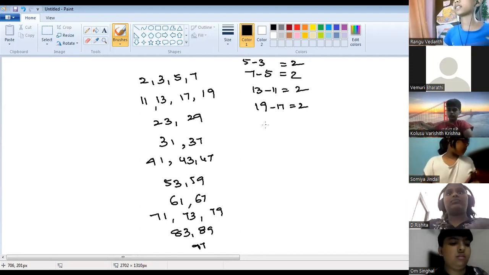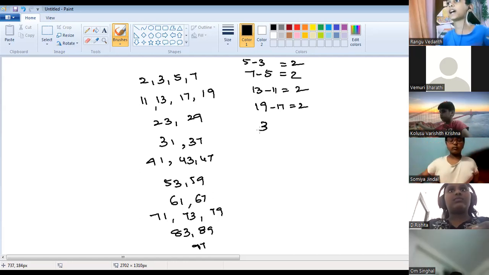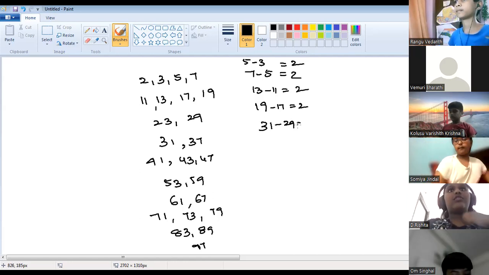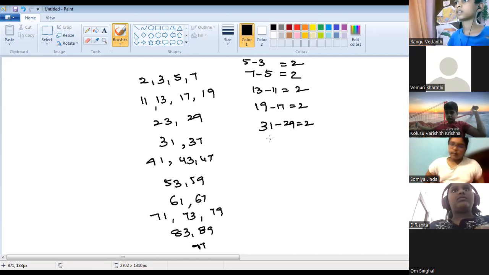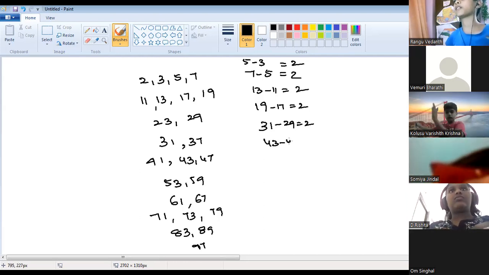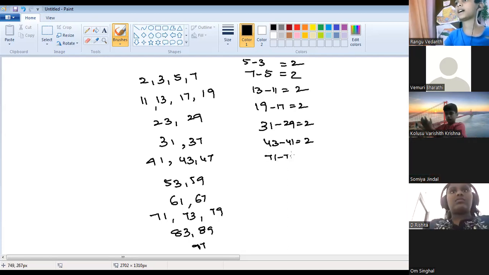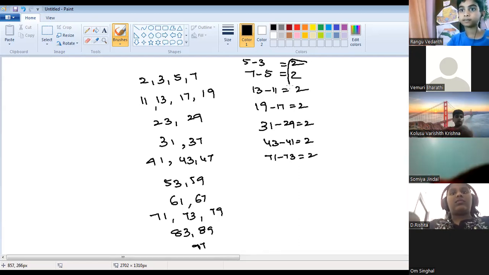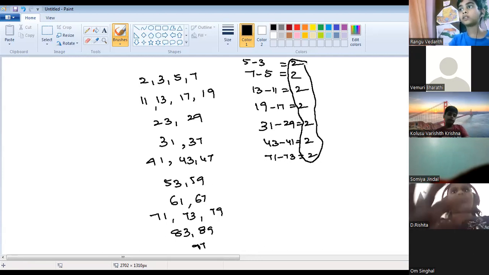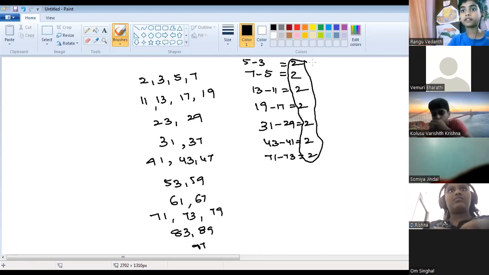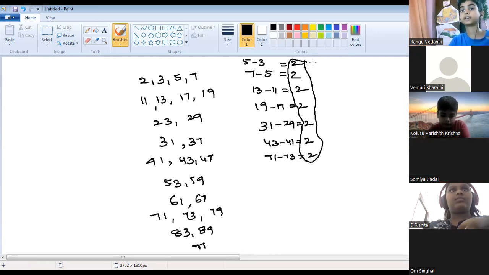Yes. Like that, 29 and 31, ma'am. The difference between these two numbers is 2. 41 and 43. Yes. 71 and 73. Very good. Twin primes means the consecutive prime numbers whose difference is only 2. If it is more than or less than 2, it's not a twin prime. This is one more interesting fact.